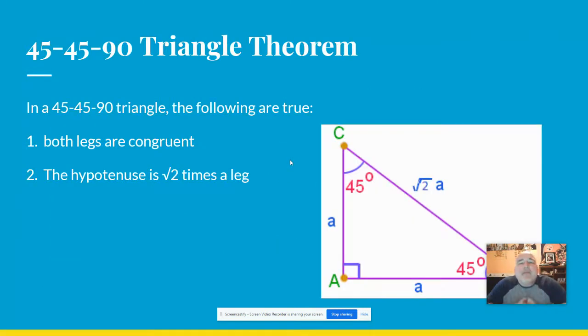So that's the properties of the 45-45-90 that you need to know. Both the legs will be congruent, and the hypotenuse is the square root of 2 times whatever one of the legs is.